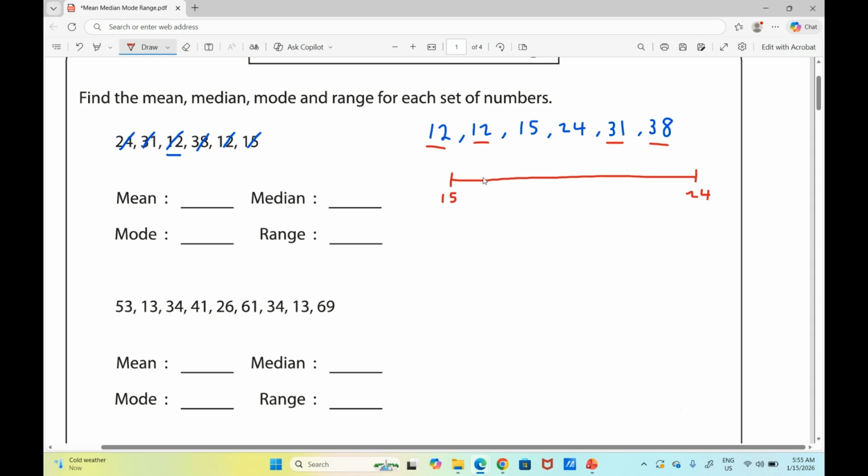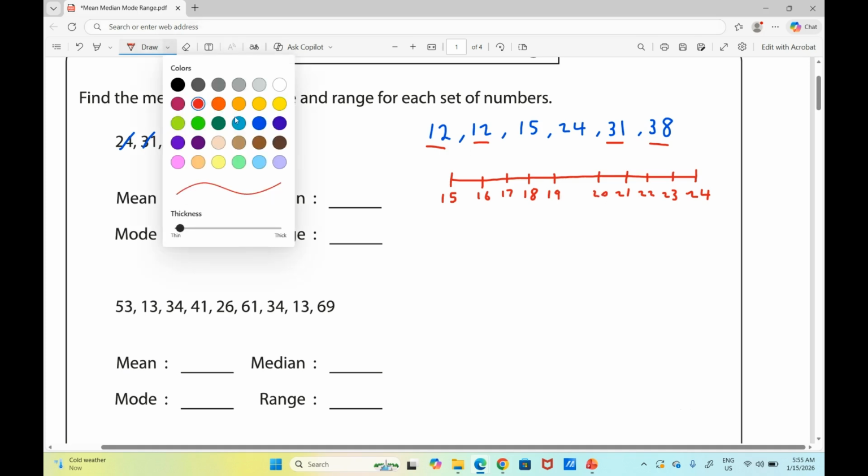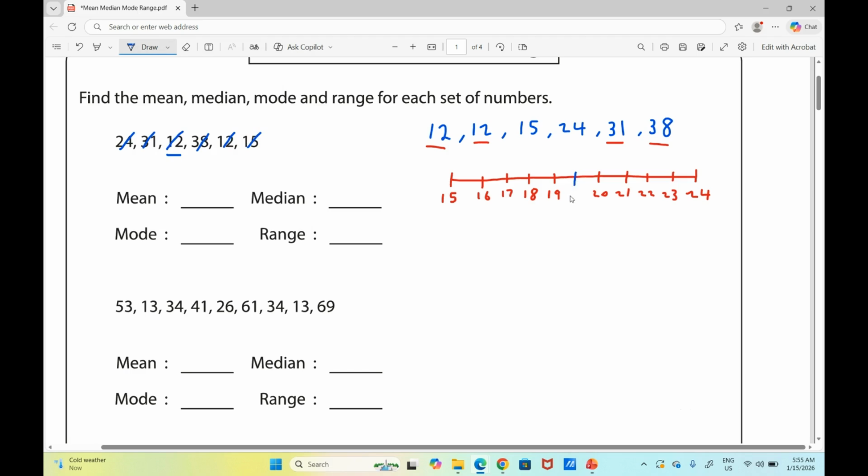So what comes after 15 is 16. What comes before 24 is 23. And after 16 is going to be 17. What comes before 23 is 22. What comes after 17 is 18. What comes before 22 is 21. What comes after 18 is 19. What comes before 21 is 20. So hence, my value that I'm looking for is going to be between 19 and 20. So most likely it's going to be 19.5. So that would be my median, 19.5.